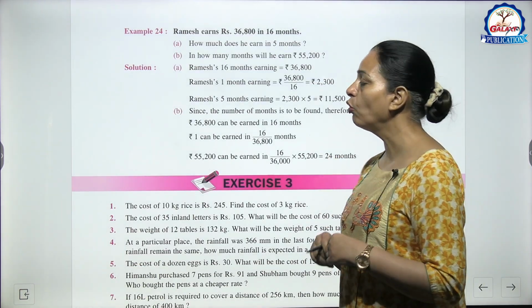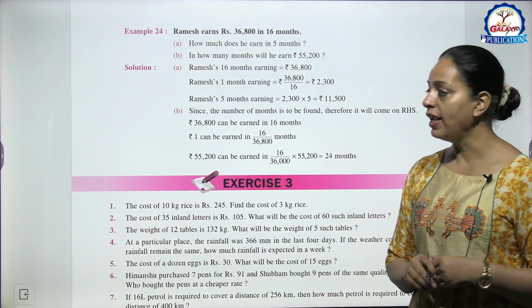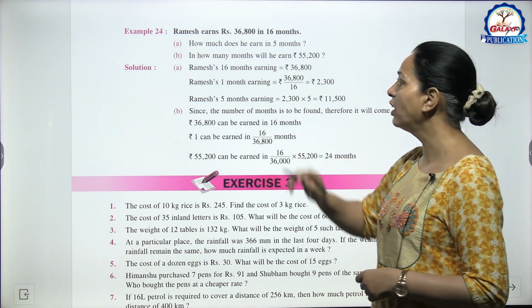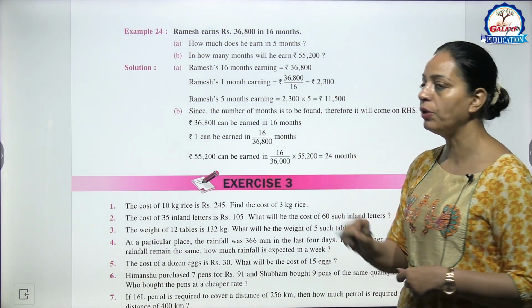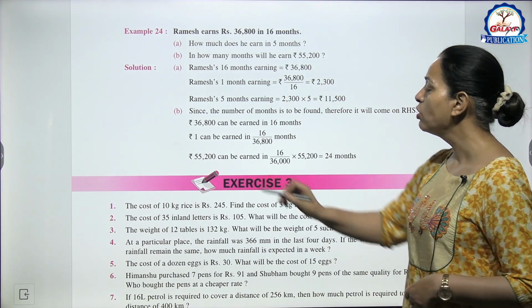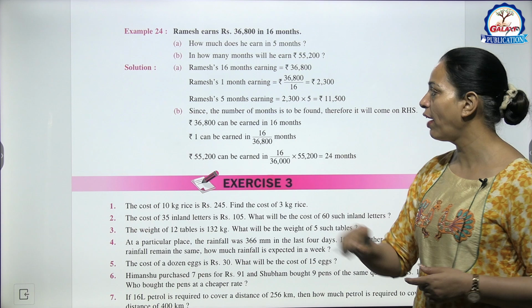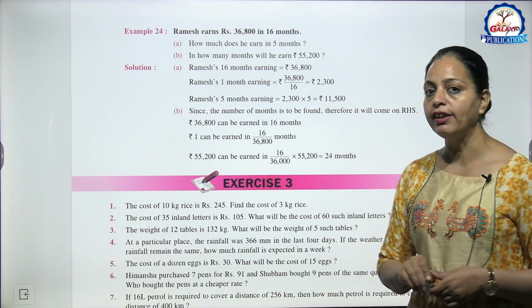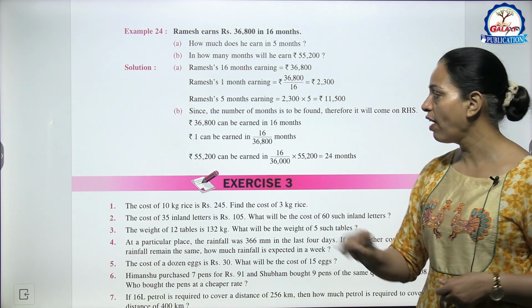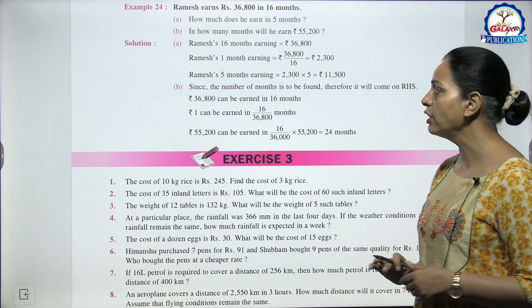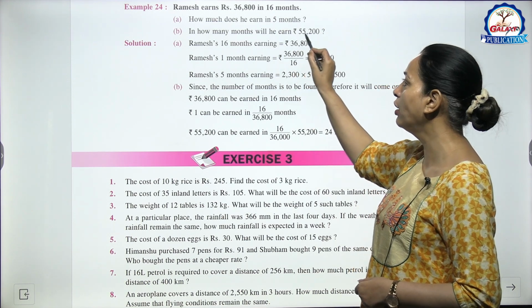Now example 24. Ramesh earns rupees 36,800 in 16 months. A part, how much does he earn in 5 months? So Ramesh in 16 months earns rupees 36,800. So 1 month earning would be less. So 36,800 divided by 16, that is 2,300. So his 5 months earning, multiply by 5, answer is rupees 11,500.